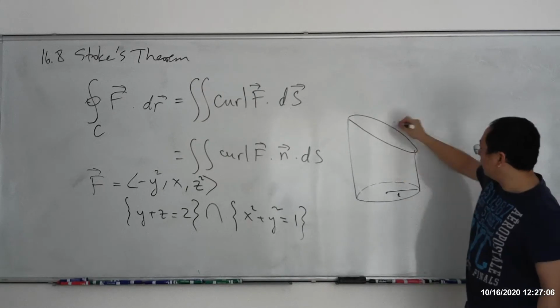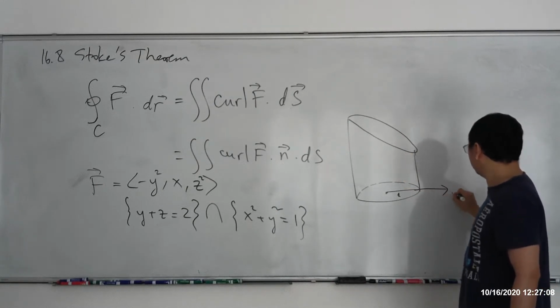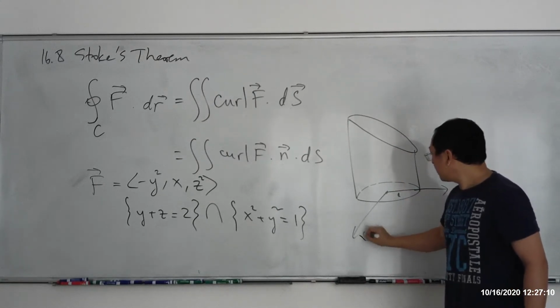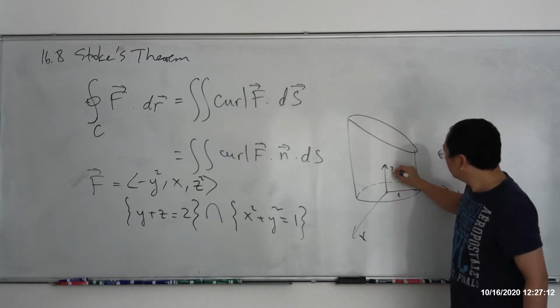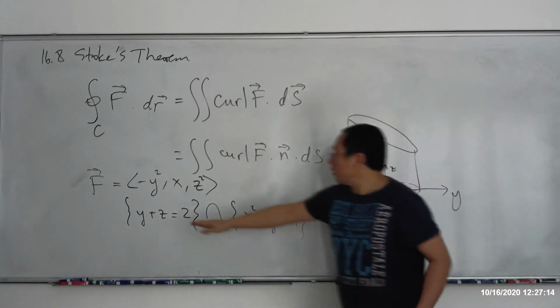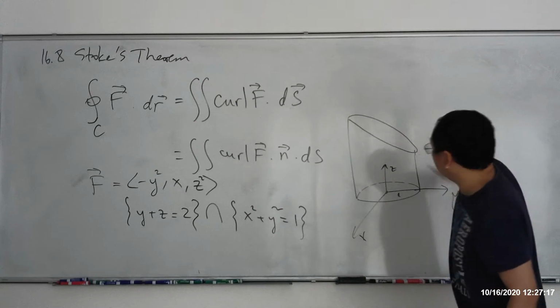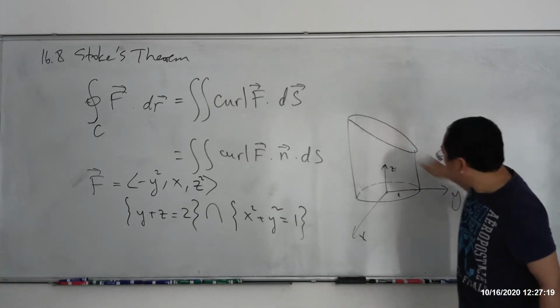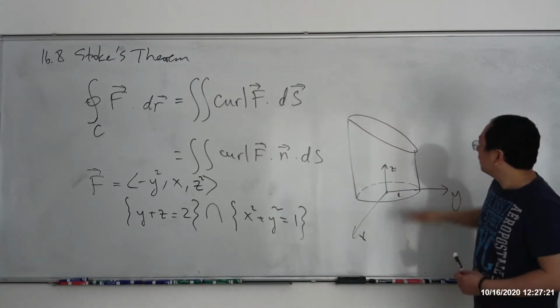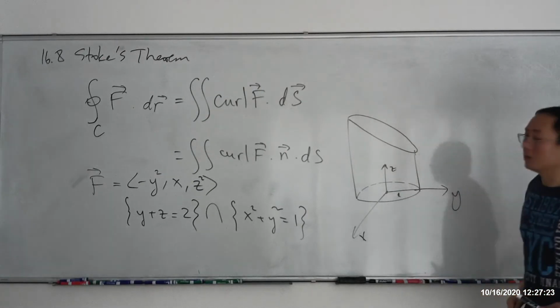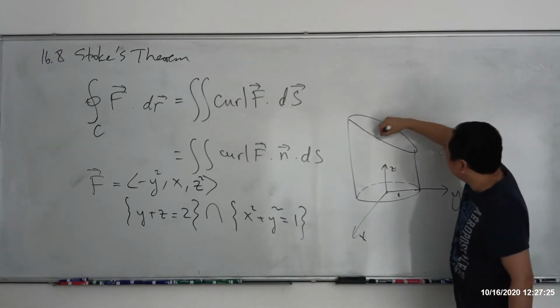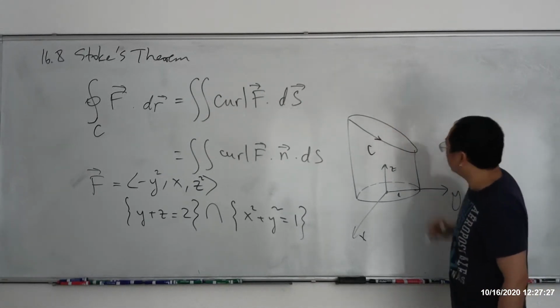Going up, this is the y-axis right here. This is the x-axis right here. This is the z-axis. And the plane y plus z equal to 2 is going to be this way. It's going to cut the cylinder and make this ellipse. It looks like this. And this is the curve C that we're talking about.